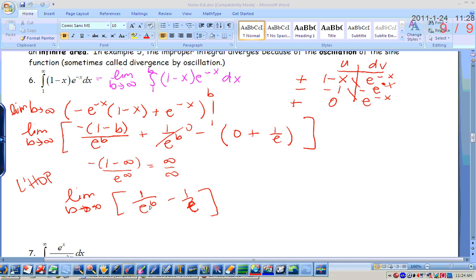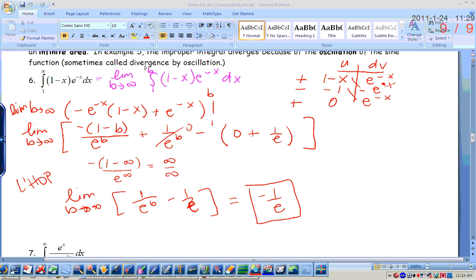So now as b approaches infinity, 1 over e to the infinity is 0, minus 1 over e is negative 1 over e. That's pretty much all you've learned in calculus this year. Integrating, we had to use integration by parts, taking your limits, you had to use L'Hopital's rule. Well, it's not everything we've learned, I guess, but yeah, that's our answer.